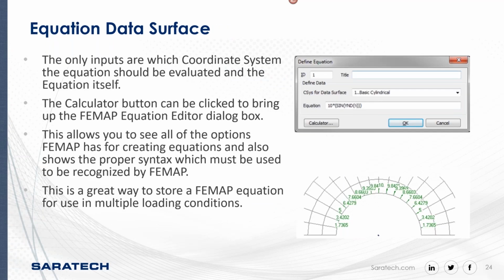Another data surface that's used pretty often is an equation data surface. You want to apply a load that varies with some sort of distance, or in this case, they want to apply a bearing load, and they use this equation. A bearing load has now been added into Femap and is directly available, but it wasn't before, so you would have to use this equation data surface to go ahead and create that load.